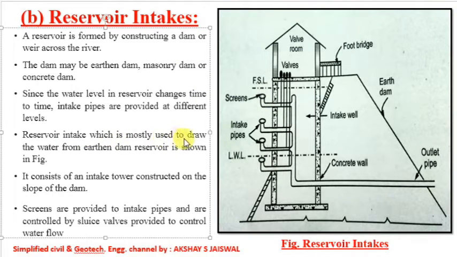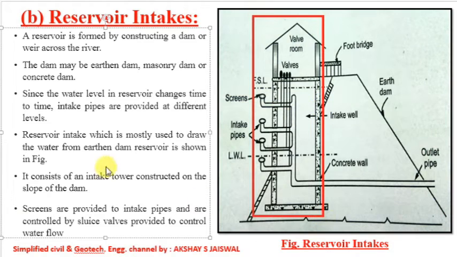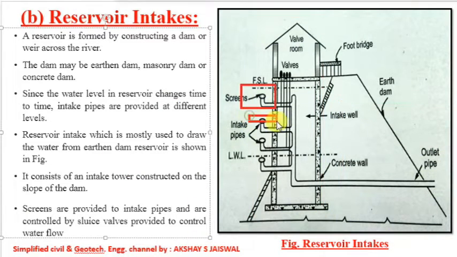Reservoir intake, which is mostly used to draw the water from earthen dam reservoir, is shown in figure. It consists of an intake tower constructed on the slope of the dam. Screens are provided and are controlled by valves provided to control the water flow.